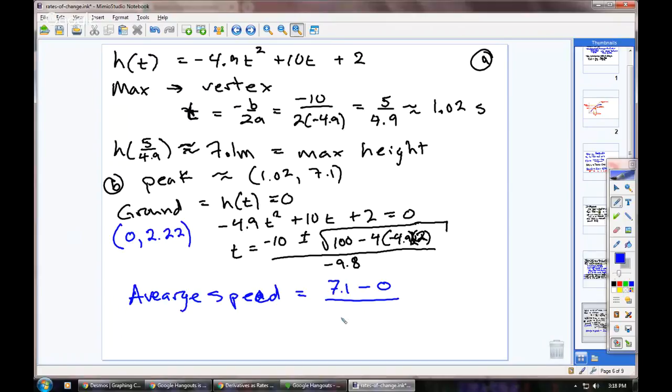Change in time was, did I state that backwards? Let's see. Oh, I stated this one backwards. Something's wrong there. All right, the time is 2.22, and the height is 0 there. All right, that looks better. So then I went from 1.02 seconds to 2.22 seconds. So a little arithmetic, that's 7.1 over negative 1.2.